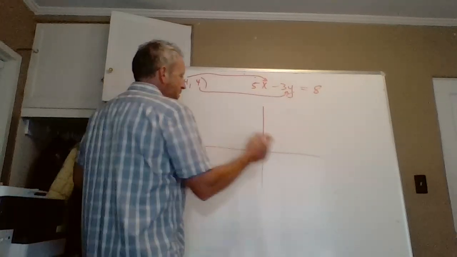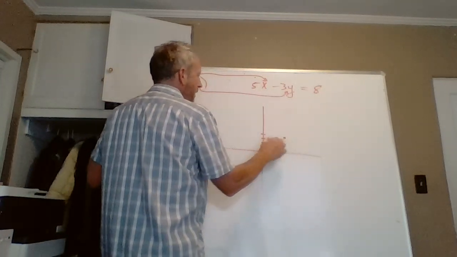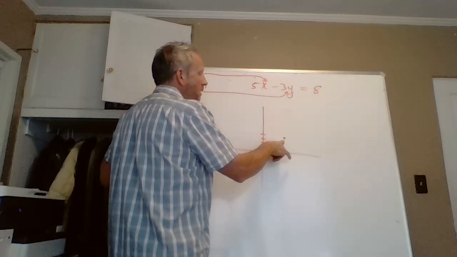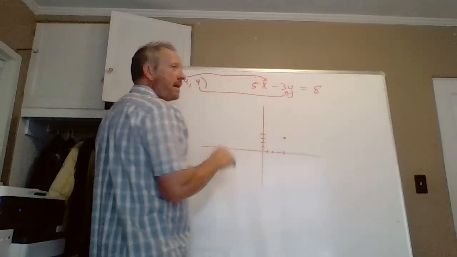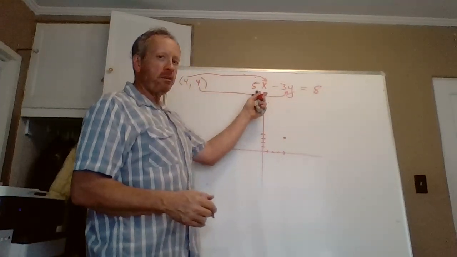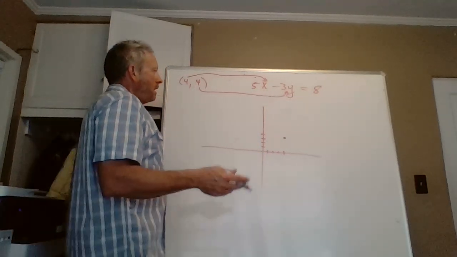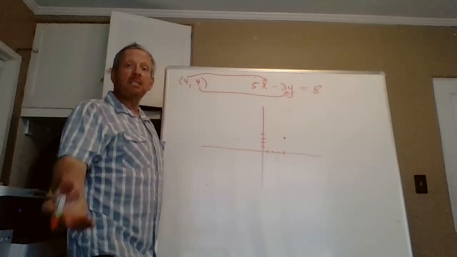So if I plot this, 1, 2, 3, 4, 1, 2, 3, 4, this point is part of the graph determined by that equation. Now these numbers I just chose randomly. This is behind the scenes, the making of.